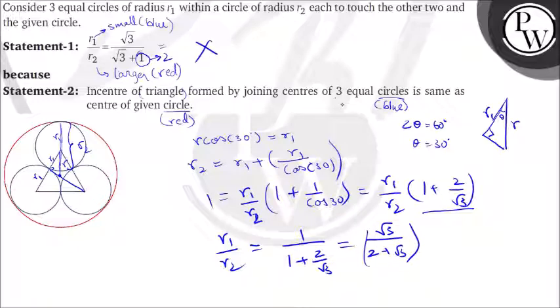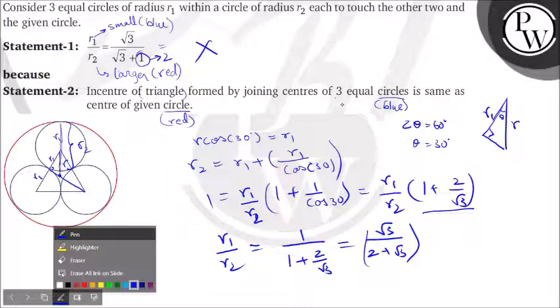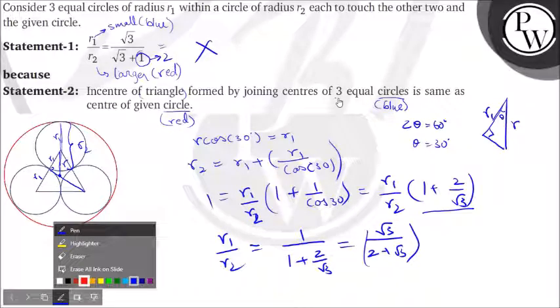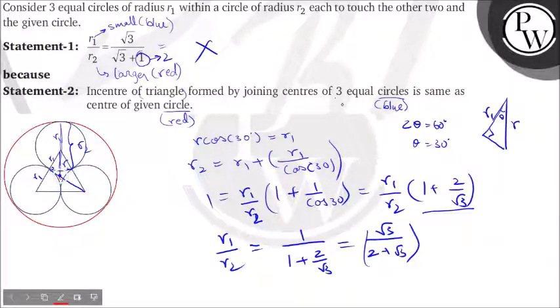Now let's check statement 2. The incenter of the triangle formed by joining the centers of three equal circles is the same as the center of the given circle. अब हम इस डायग्राम को ऑब्जर्व करते हैं. यहाँ पे मैं आपके लिए कलर चेंज कर देता हूँ एक्सप्लेन करने के लिए. So as you can see in this diagram, the incenter is at this point. यहाँ पे मैंने हाईलाइट किया.